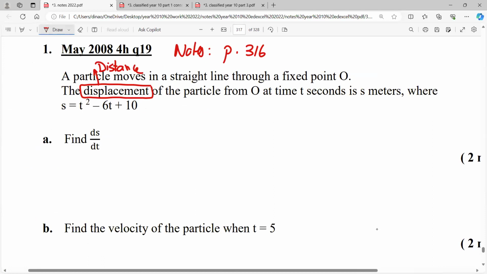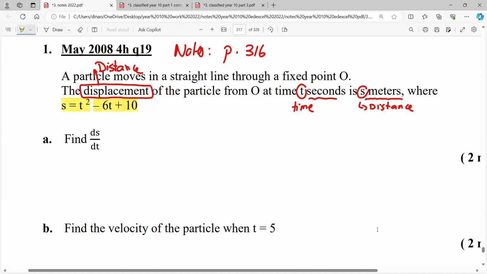The displacement of this particle after t seconds, so small t represents time, and the s is not speed. The unit of the s, as you can see over here, is meters, so this s represents distance. Okay, s is not speed, no. Okay, where s is given as follows.